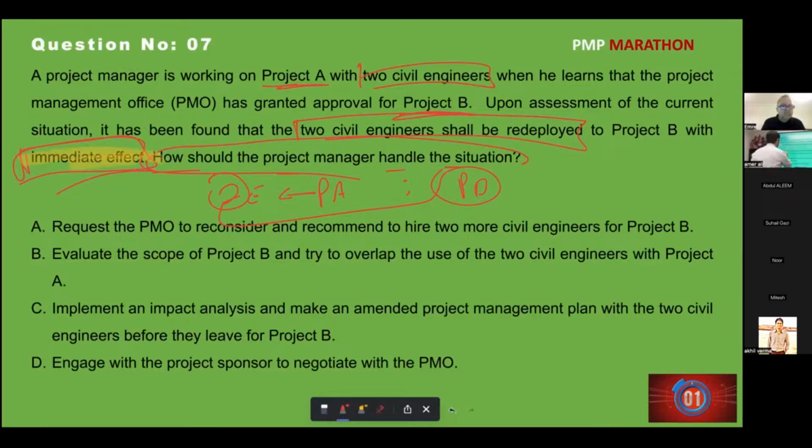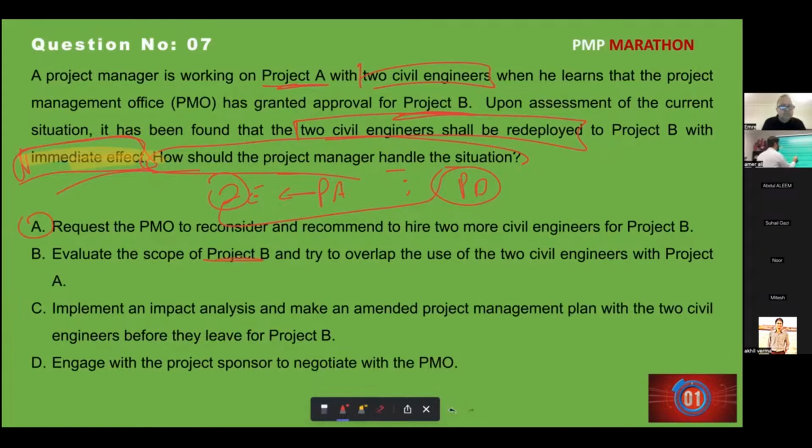Request the PMO to reconsider and recommend to hire two more civil engineers for project B. Good option. It's not a bad option actually. Evaluate the scope of project B and try to overlap the use of the civil engineers with project A. Okay. Emery, is he a program manager or a project manager?